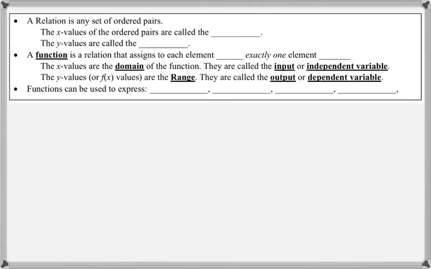Section 3.5 is on relations and functions. So a relation is any set of ordered pairs, and the x values of the ordered pairs are what's called the domain. And the y values are what's called the range.